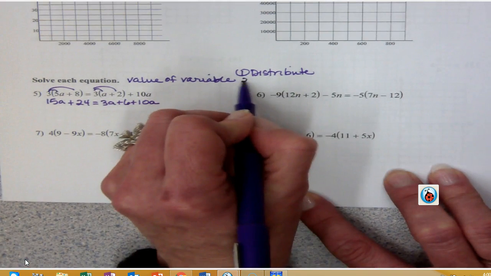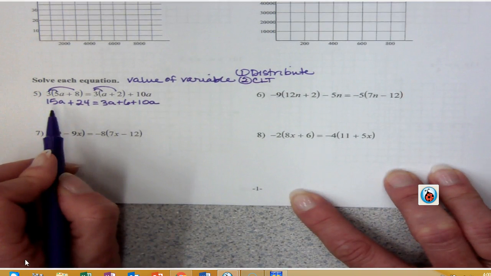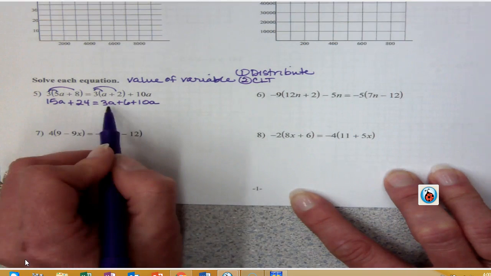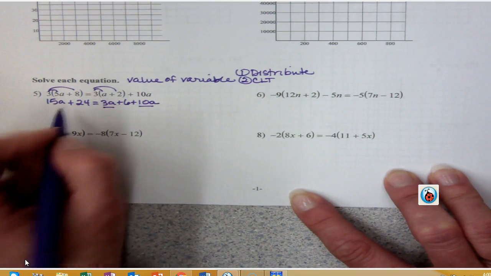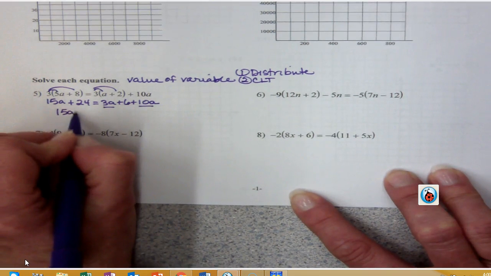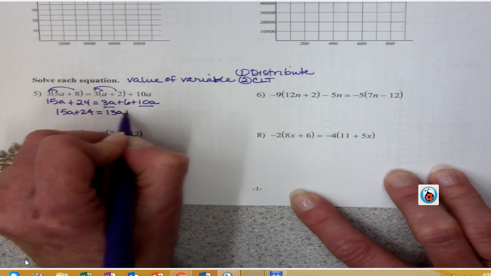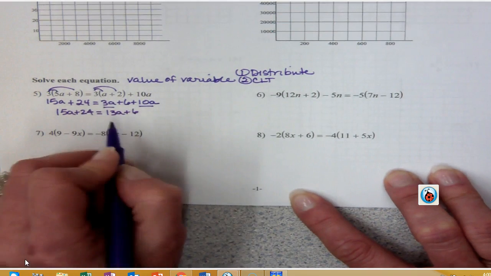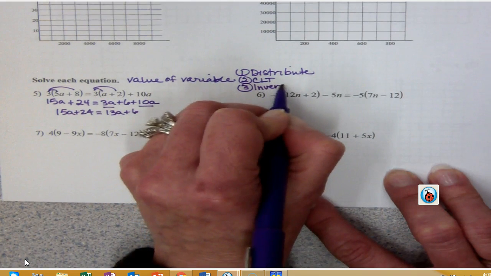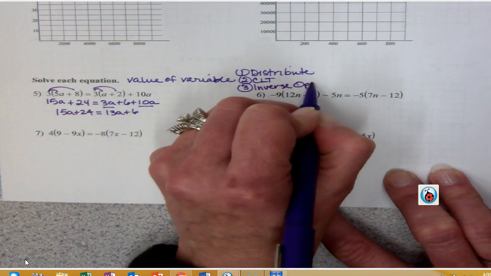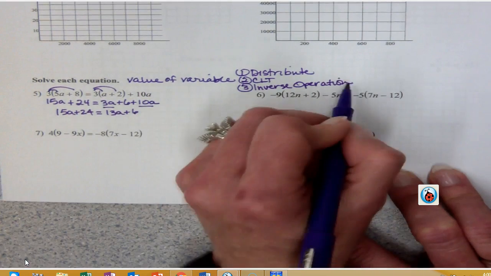Now I'm going to combine my like terms. I have no like terms over here, so I cannot do anything on that side. I've got 3a and 10a, so I can combine those like terms, and I get 13a plus 6. I did nothing on that side, 15a plus 24. Now I use my inverse operations. That's my third step to solving this.